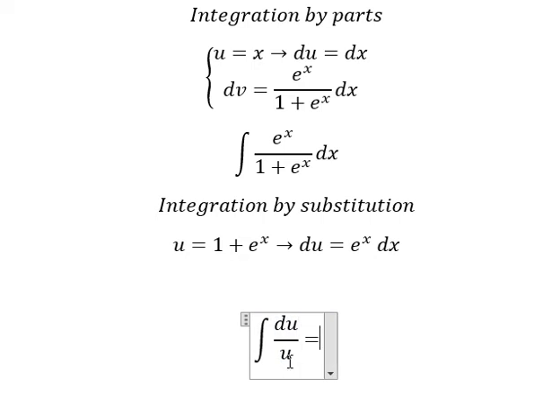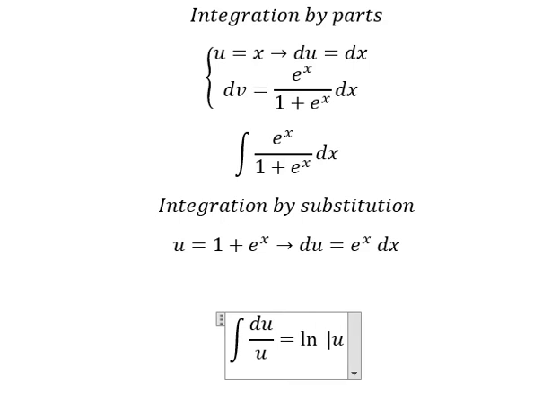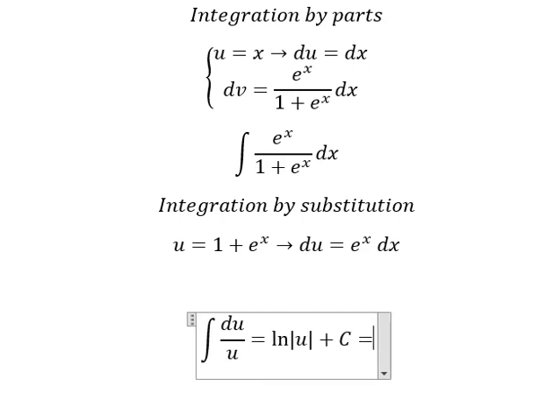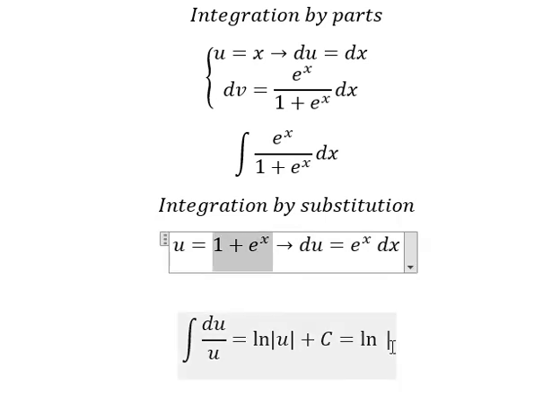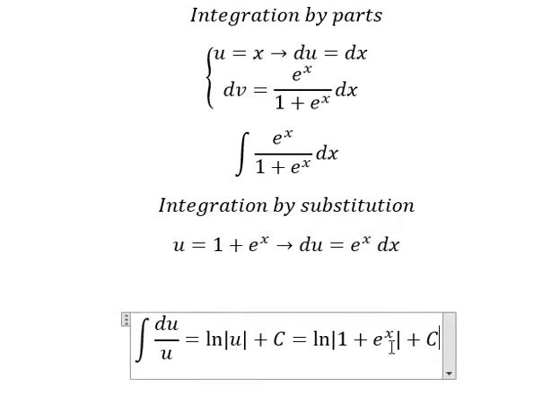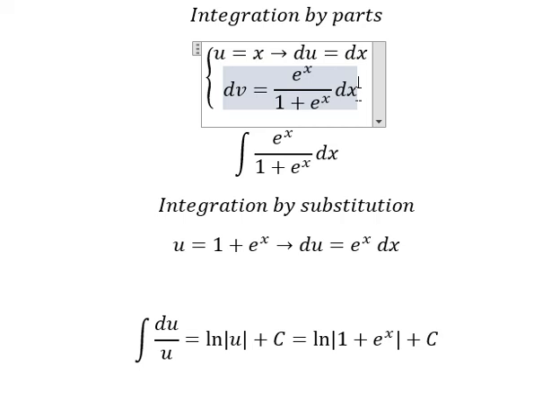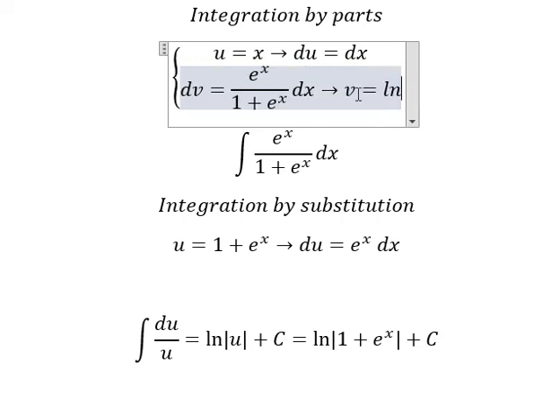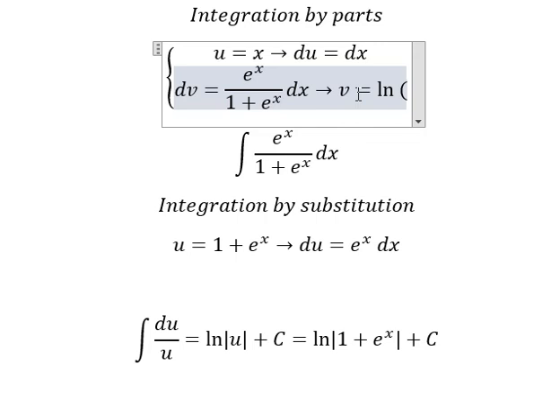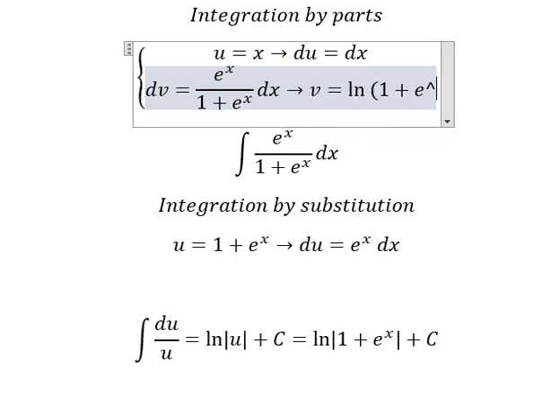The integration of this one, we have ln of the absolute value of u, and then we put C. About u, that is this one. Now we put this one in here, but we just use parentheses in this situation.